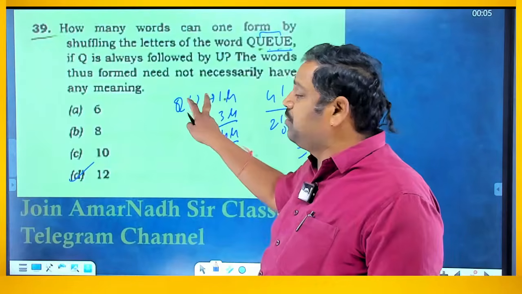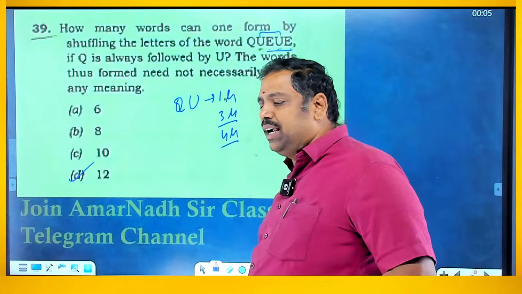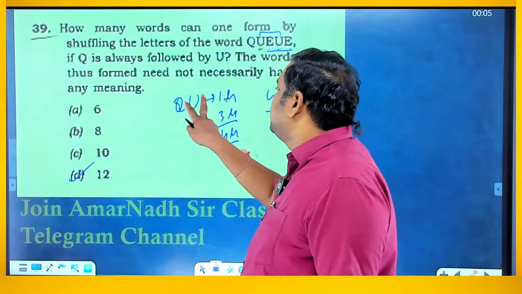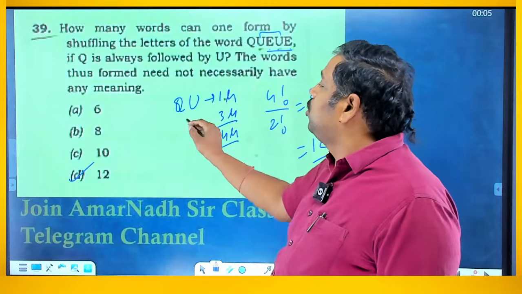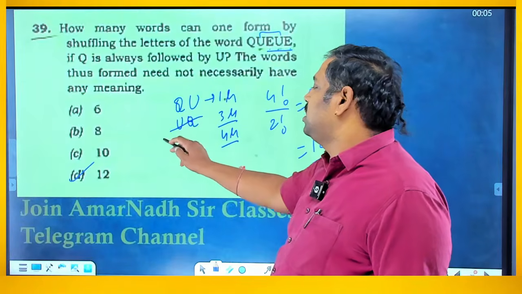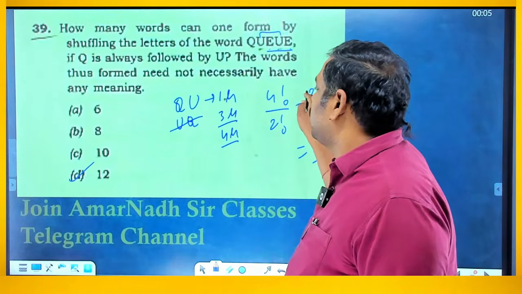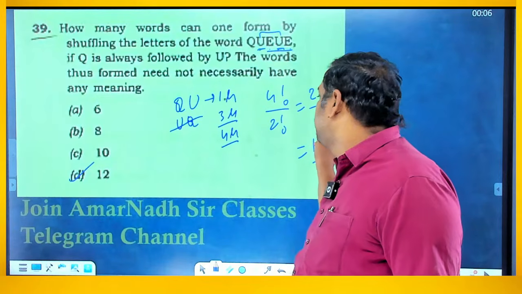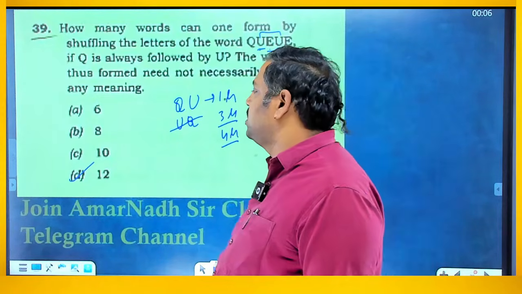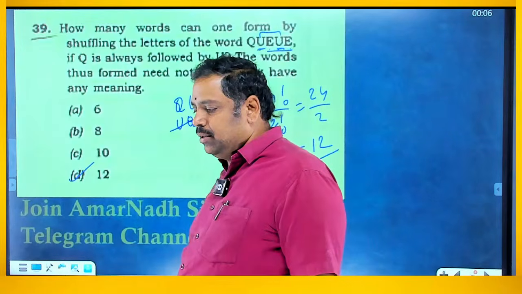Normally, if they said that Q and U should be adjacent to each other, we would say that these two can also be arranged again. But these two should not be arranged. QU is acceptable, UQ is not. That's why I'm not multiplying with 2 factorial. But anyhow, U appears 2 times, so divide by 2 factorial. So 24 by 2 is how much? 12. So which option is the answer here? D is the answer. Clear?